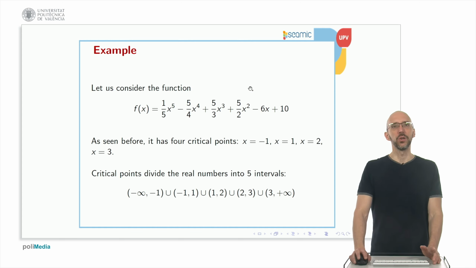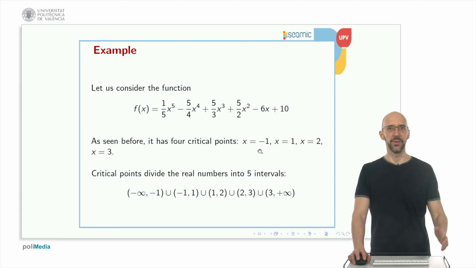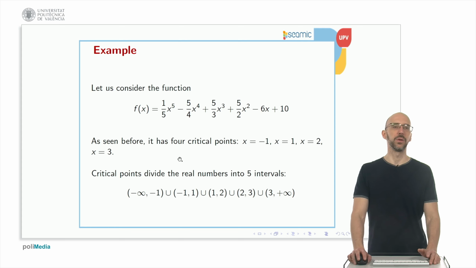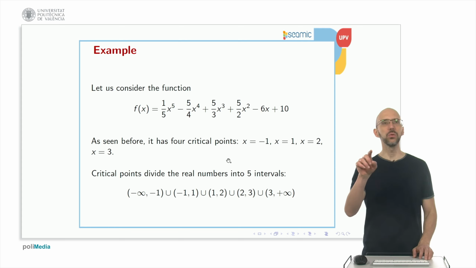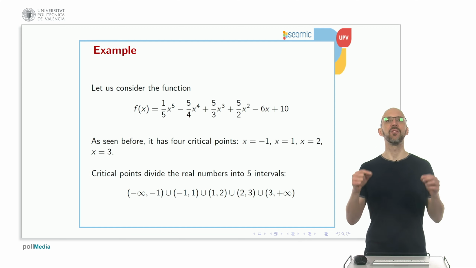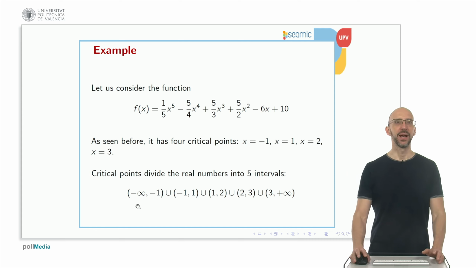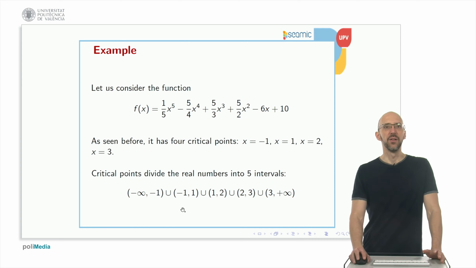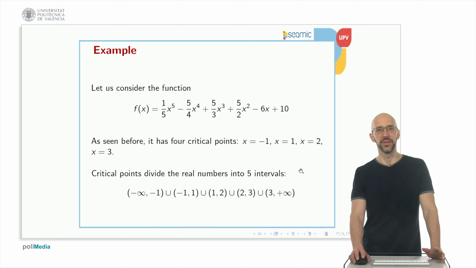But okay, so you have a polynomial of degree 5. The critical points were calculated in a previous video. They are negative 1, 1, 2, and 3. Okay, perfect. So we have 4 critical points. These 4 critical points divide the real line in 5 intervals, as you see here in the slide. From minus infinity to minus 1, from minus 1 to 1, 1 to 2, 2 to 3, and 3 to plus infinity.